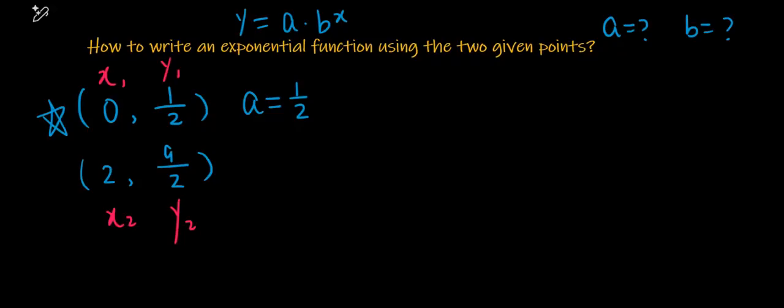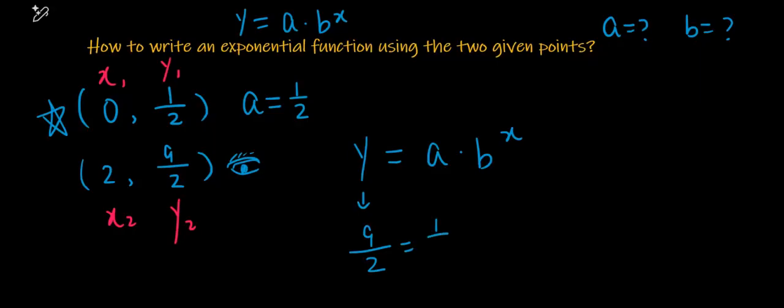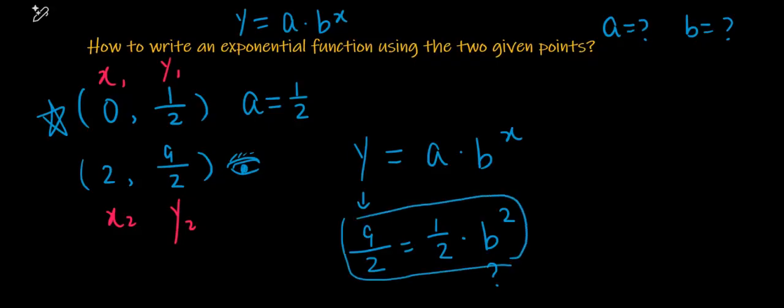If a is 1/2, what we can do is look at the second point and its x and y. Now we can put it in the beautiful form. It's like a house structure. We're going to put our y here. y is 9 over 2. a, we just figured out quickly, is 1/2. And we need to find out what is b. Oh, don't forget you have x here. You're going to plug in x here. Now, all we need to do is solve this equation and find out what is b.